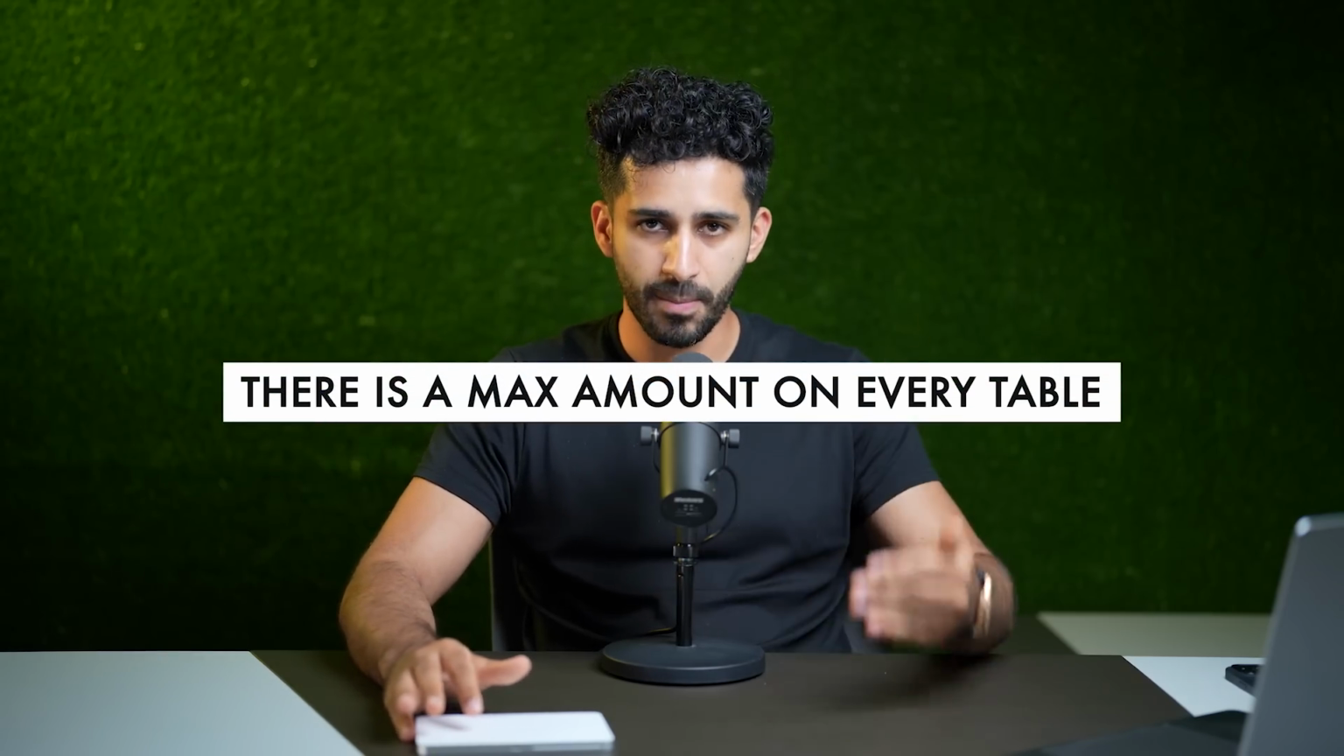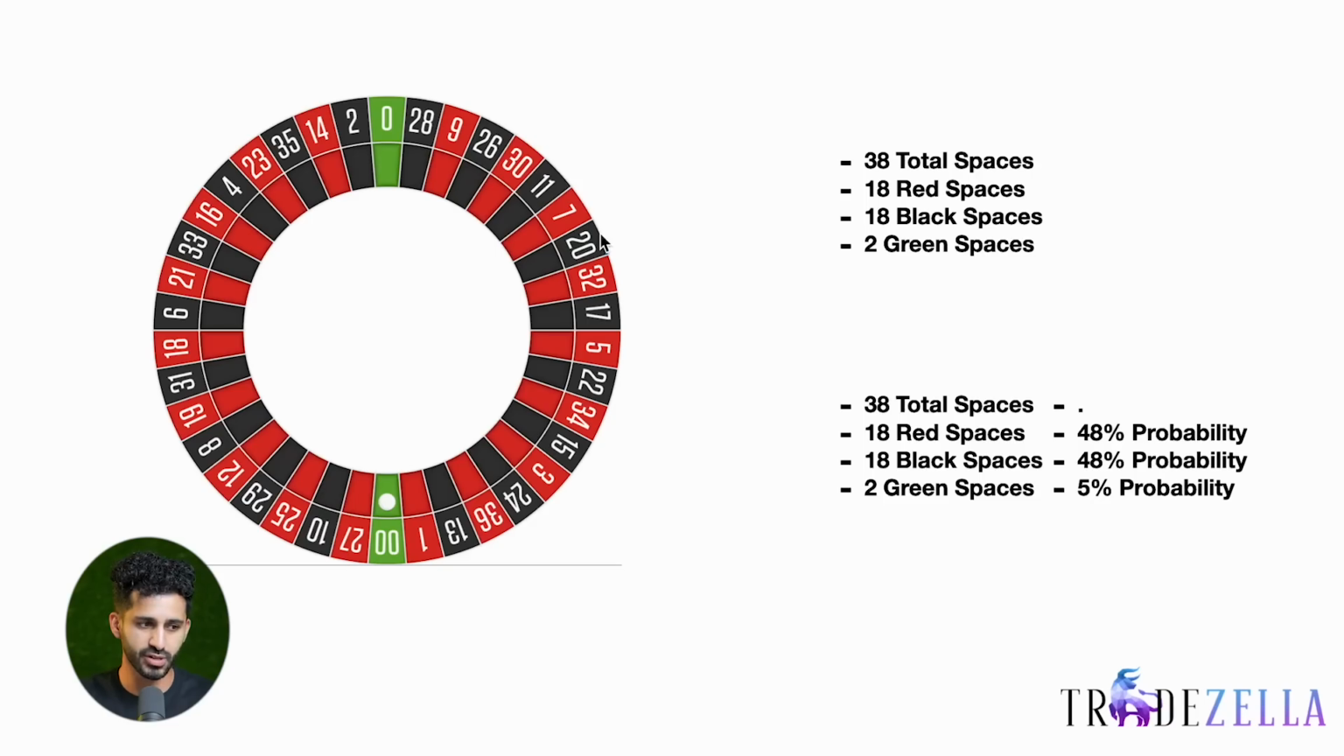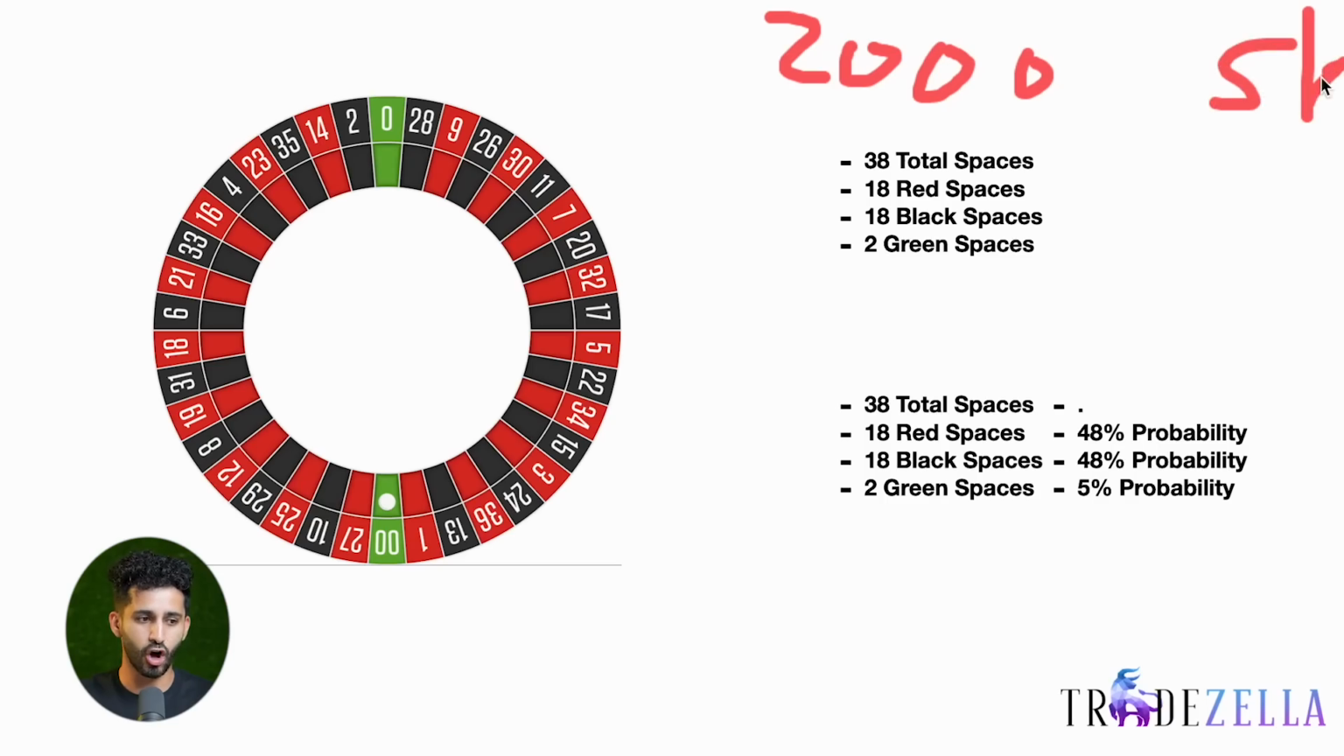Now, the second component is how they incorporate risk management. They make sure that for the majority of the trades or transactions they're taking, there is a max amount on every table. So when you go to some tables at a casino, it might say the max amount you can bet is 2,000, or the max amount you can bet is 5,000. They have a max loss for every single table that is present.